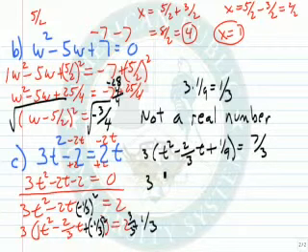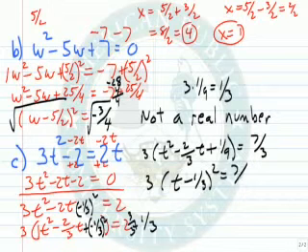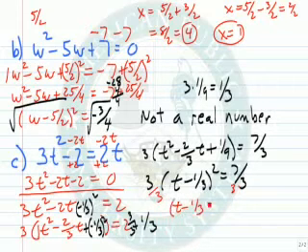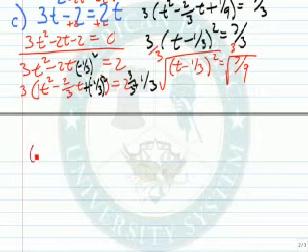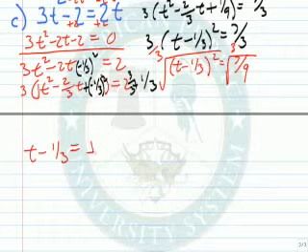Now we factor. T minus 1/3 squared equals 7/3. Let's divide both sides of the equation by 3. So we have t minus 1/3 squared equals 7/9. Now we take the square root of both sides. Since this is positive, we're in good shape. So we have t minus 1/3 equals plus and minus the square root of 7/9.